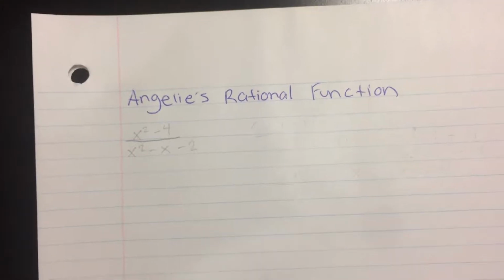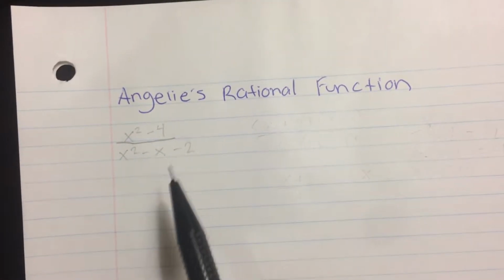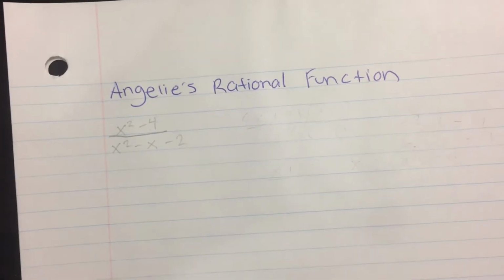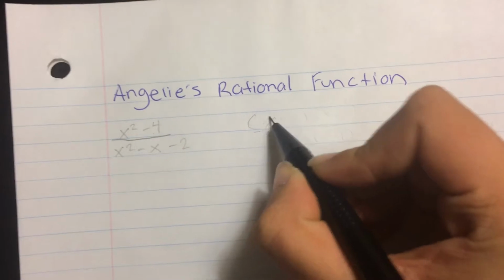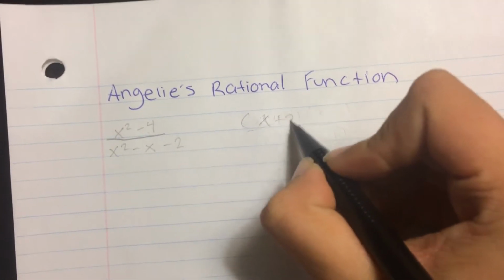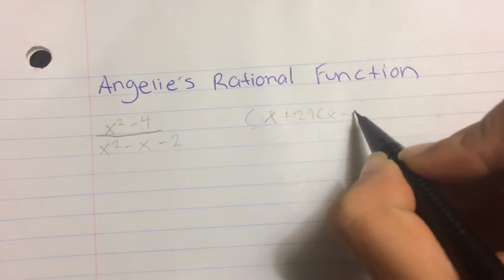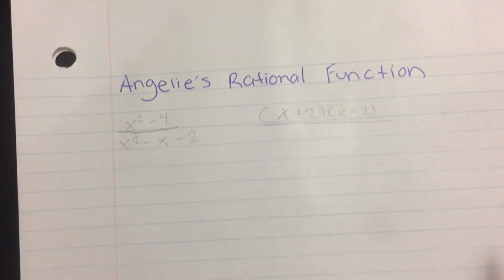Hi guys, so today we're going to be graphing this rational function here. So our first step is going to be factoring the numerator and the denominator. Right off the bat, we know that the numerator is a difference of squares, so we're going to have x plus 2 and x minus 2. And then our denominator, you can factor out whichever way you want.